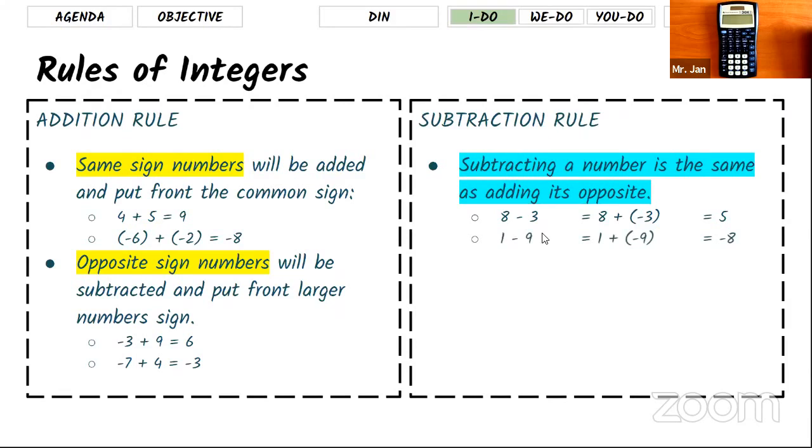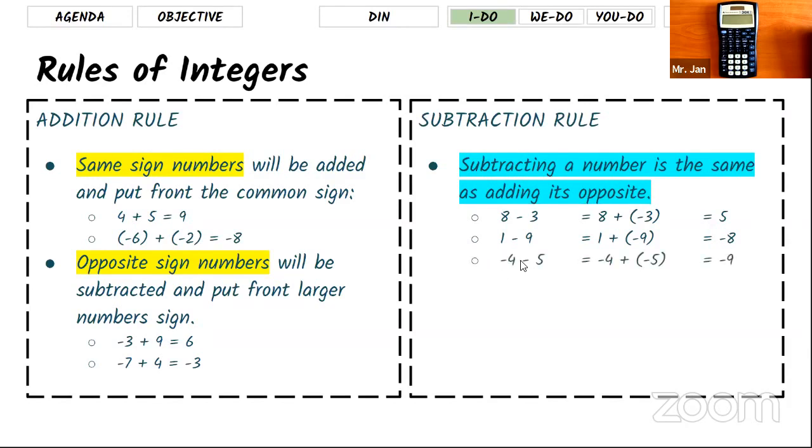And another thing, 1 minus 9. Sometimes you subtract a bigger number from a smaller number, and you end up with a negative number. So subtracting positive 9 is actually the same thing as adding the opposite of positive 9, which is negative 9. So you end up with the same thing, negative 8, for both cases, okay?